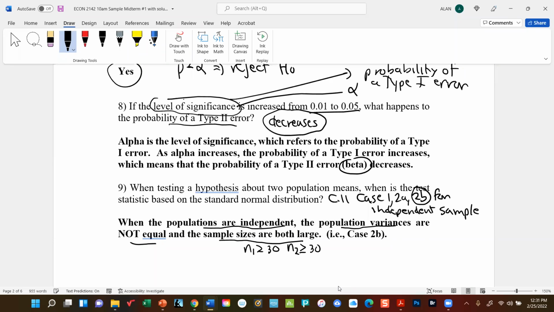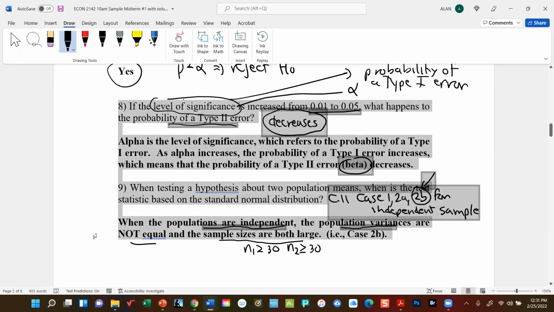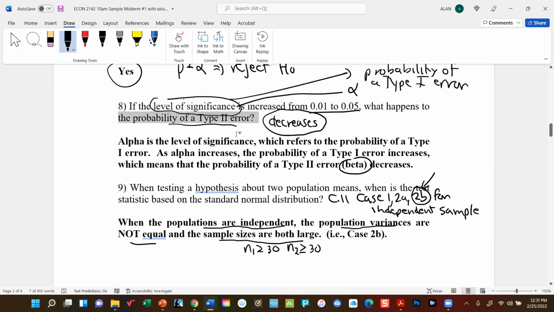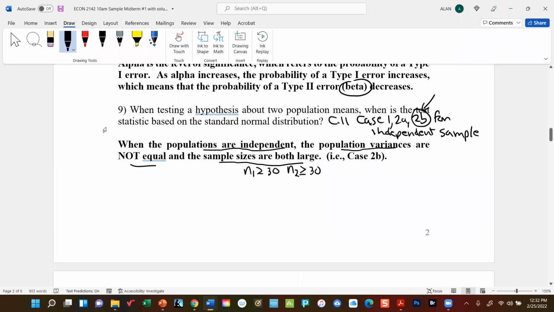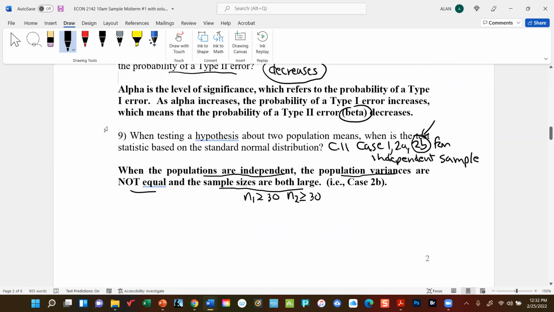So this is what we were looking for. 2B, independent populations, not equal population variances, both sample sizes are large. So these last two are kind of a pain, aren't they? Wow, look at these. I'll try to keep those down to a minimum. How about that? But I mean, it's important to know this, of course.